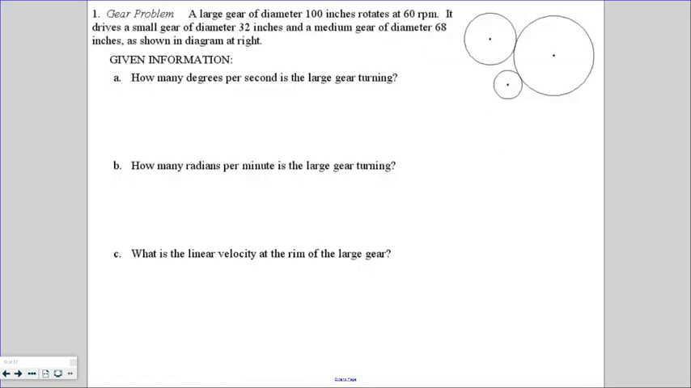All right. First example of the day. Here we go. On page 5, at the top, we've got this gear problem. We have 3 gears. A large gear of diameter 100 inches rotates at 60 revolutions per minute. I'm going to mark this on the diagram, but instead of writing just the information we were given from the problem, I'm only going to write the information that's actually useful. So we don't use diameters in any of the equations for angular or linear velocity. We use the value of the radius.